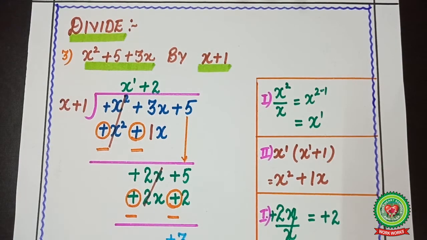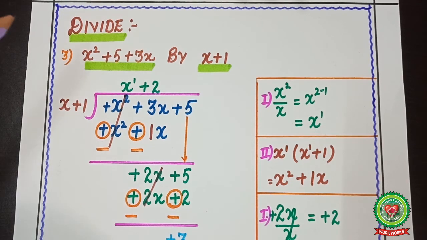Now students move to the next example, that is example number 3. So here you can read the statement: x squared plus 5 plus 3x divided by x plus 1. So you have to divide this polynomial by this. So first step is to read the statement and second step is to check whether the given polynomial is in descending order or not. Their powers are in the descending order or not.